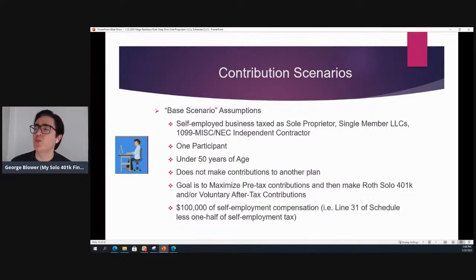Next question, does a minor child W-2 employee disqualify from having a solo 401k? Yes, you've got to be 21 years of age or older.